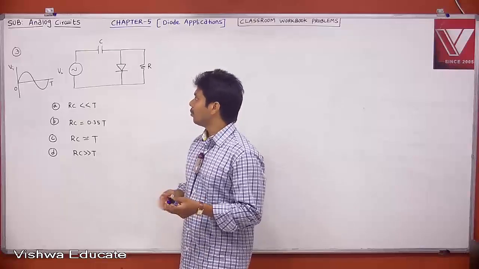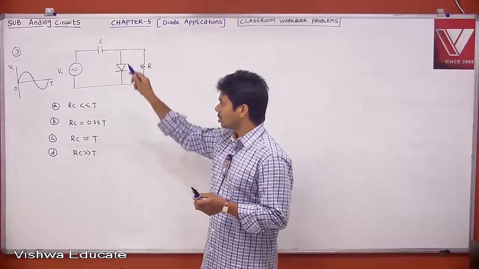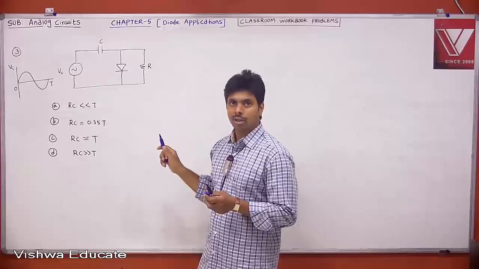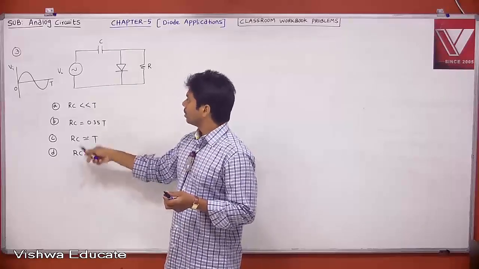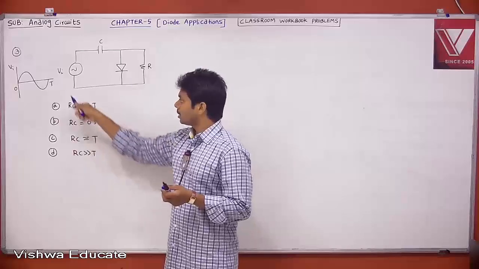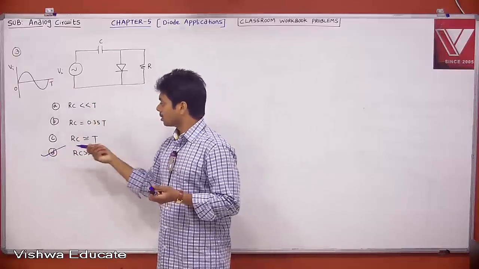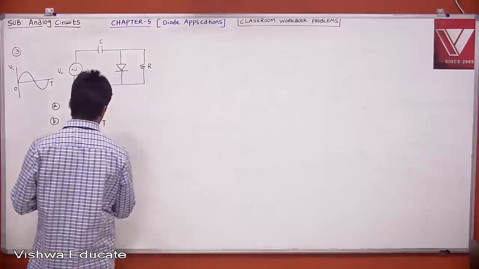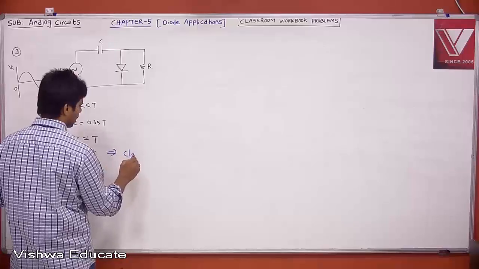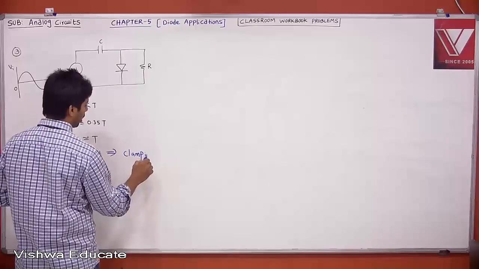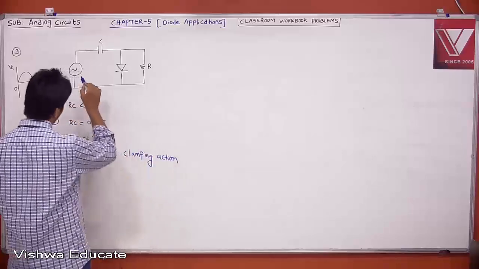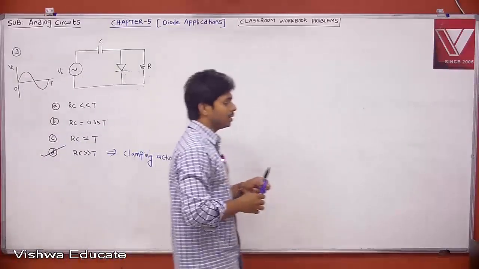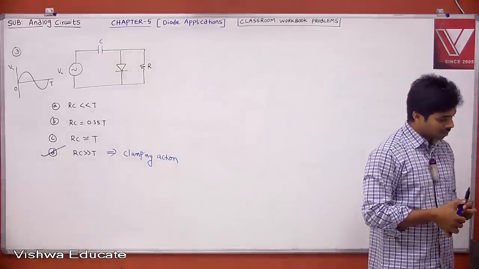Whatever it may be, if you want to get clamping action without changing the shape of your input signal at the output, what is the condition? Your time constant RC should be very much greater than the time period. Therefore, answer is D. Then only it is a clamper, then only it is clamping action, without disturbing the shape of the input signal at the output. Okay, done.